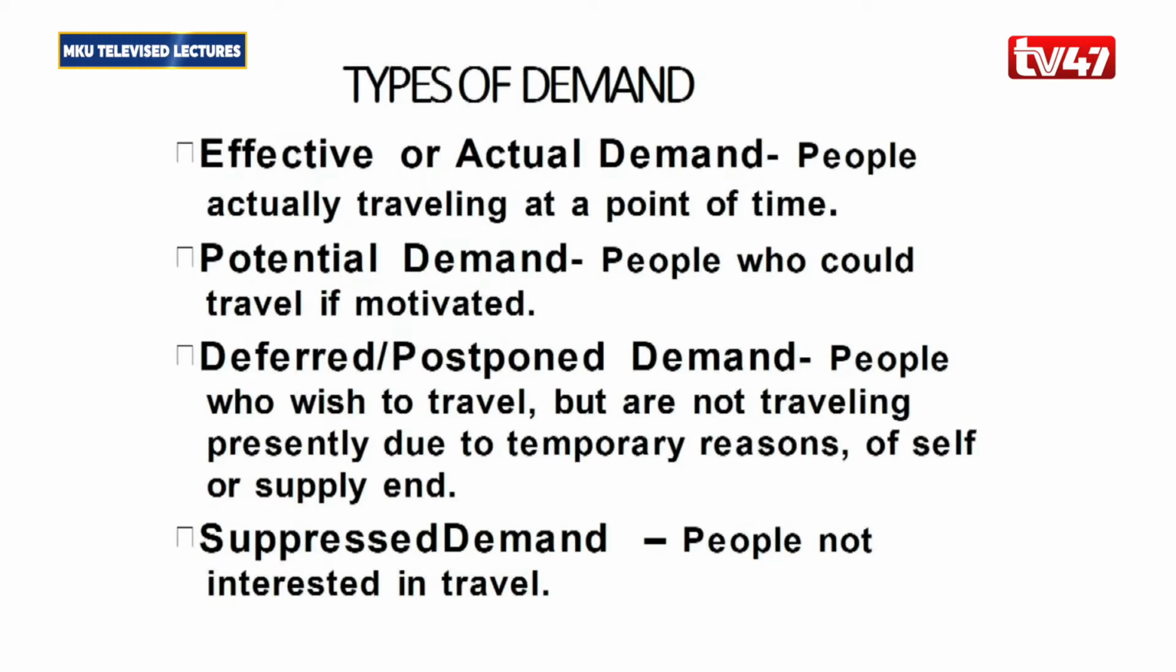This gives us the different types of demand. In tourism, we shall talk about four main types of demand. The effective or actual demand, which refers to the people who are actually traveling at a point in time. The potential demand, which refers to the people who could travel if they were motivated. And then the deferred or postponed demand, which refers to the people who wish to travel but are not traveling presently due to temporary reasons on their side or on the supply end.